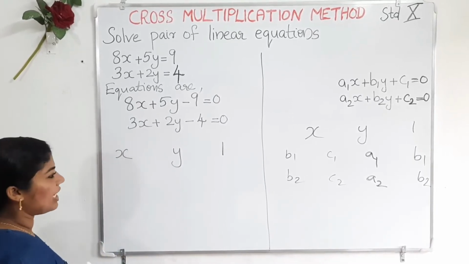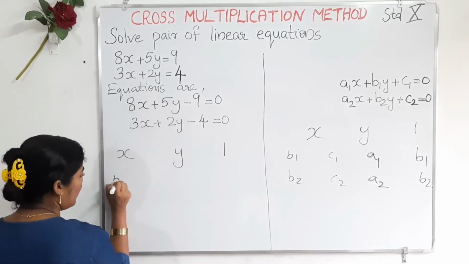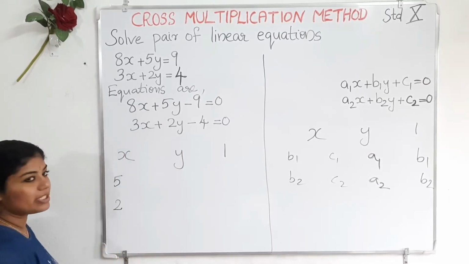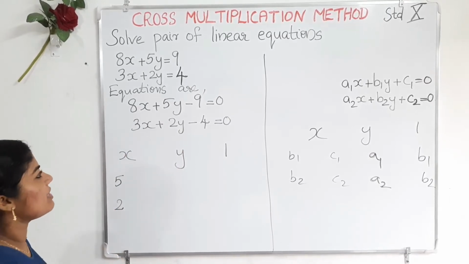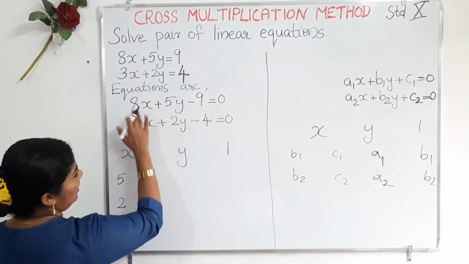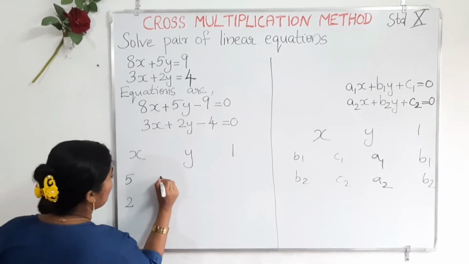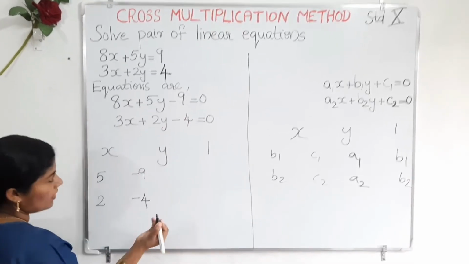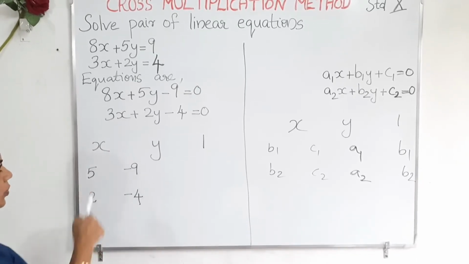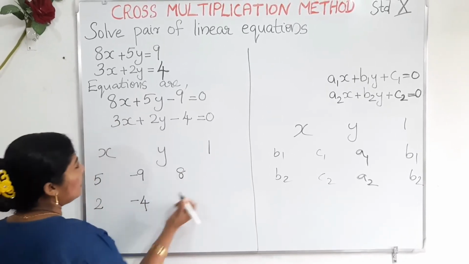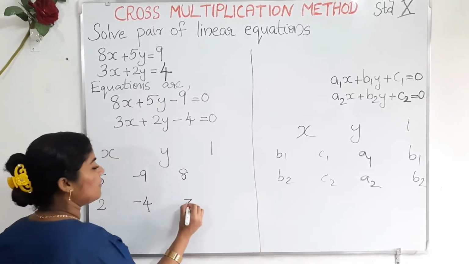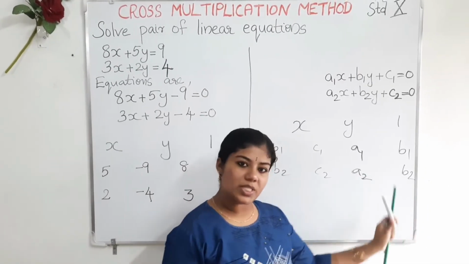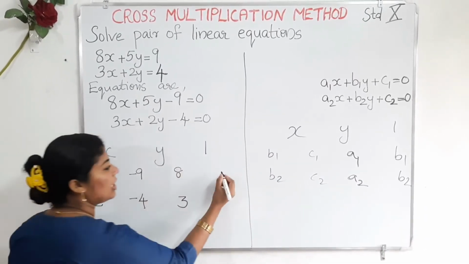Now we can write b1. What is b1? 5. Then the next one, b2, is 2. So now it is 5 and 2. The next is c1, c2. So a1, b1, c1. C1 is minus 9, and c2 is minus 4. Now what is a1, a2? A1 is 8, a2 is 3. So give this 3 here. Then the last one is repeating: b1, b2 is repeating. So just write this 5 and 2 at the end also.